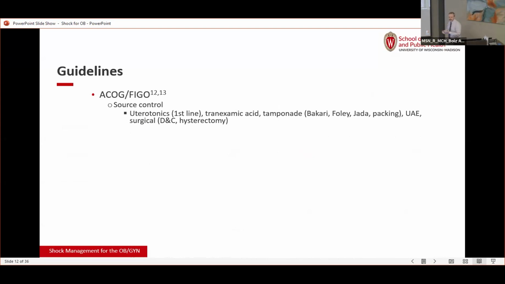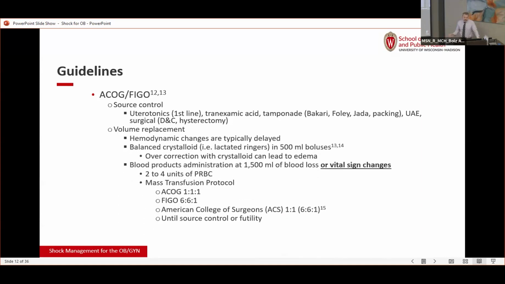But uterotonics are your first line, TXA, balloon tamponade, or a JADA, UAE, and then eventually, if there's too much bleeding, right? You've got to do surgery. You've got to take the uterus out, or you've got to do a D&C, and we just had to do that last week, okay? So, fortunately, that happens. And then again, we need to replace that volume.